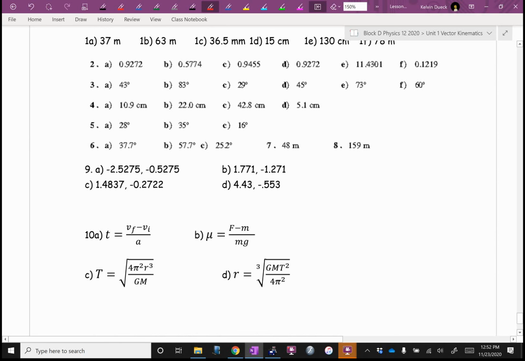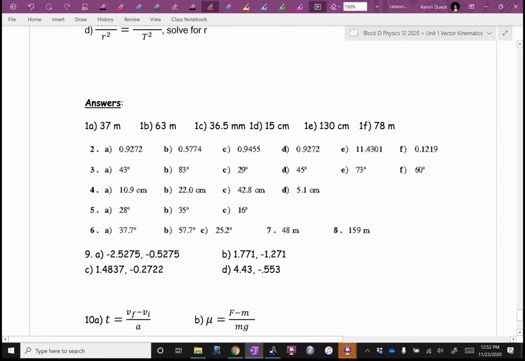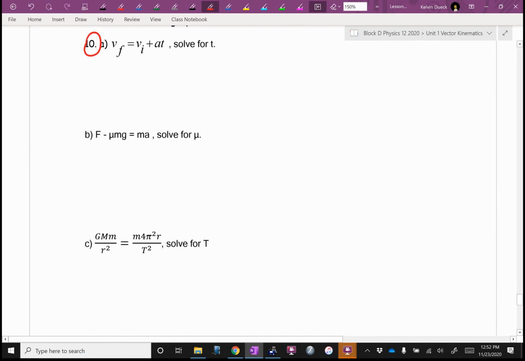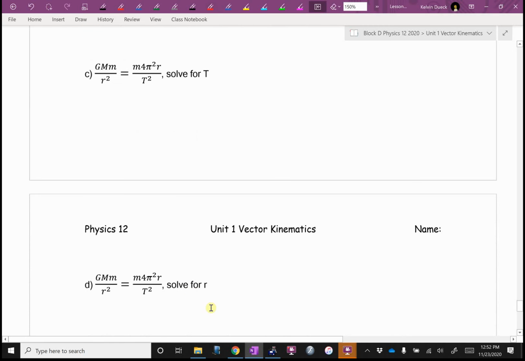So we're easing into it a little bit. And for the formula manipulation, the first 2 equations should be familiar to you. The last 2 equations are orbital mechanics. That's a preview of coming attractions.